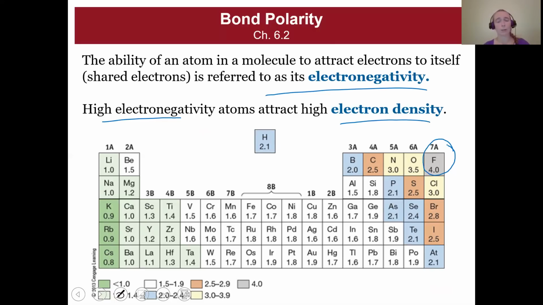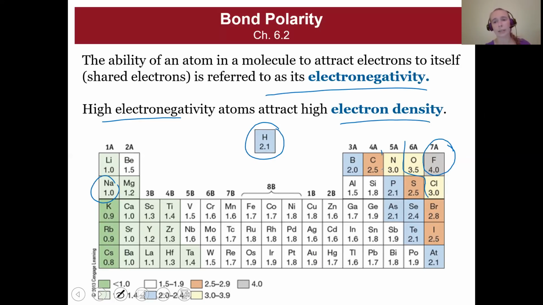It is just a relative comparison of the ability to attract electrons from a bond. So they are all relative to one another. Fluorine has a really high electronegativity compared to hydrogen or sodium or whatever. It's all relative in the case of electronegativity. So fluorine has the highest.